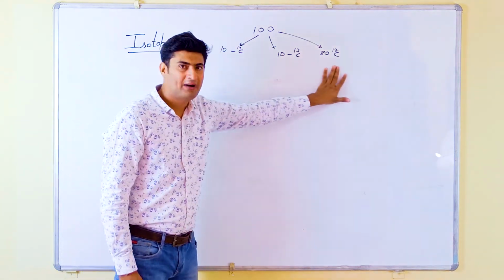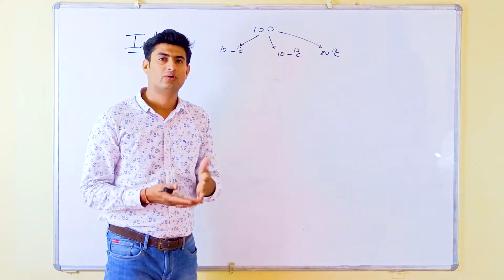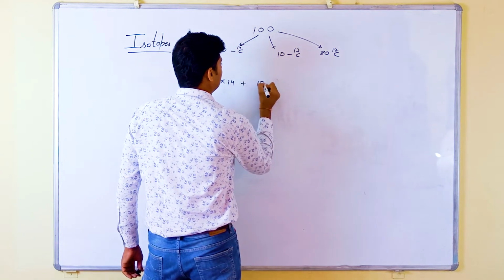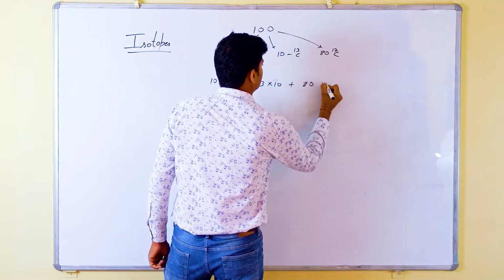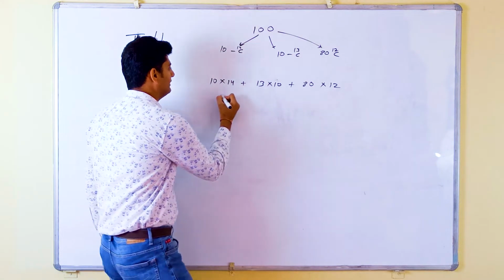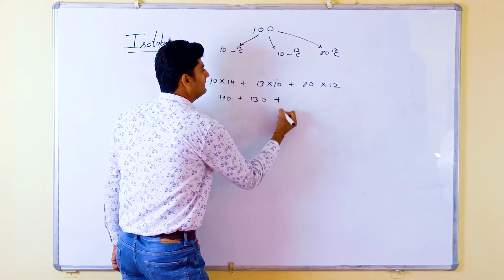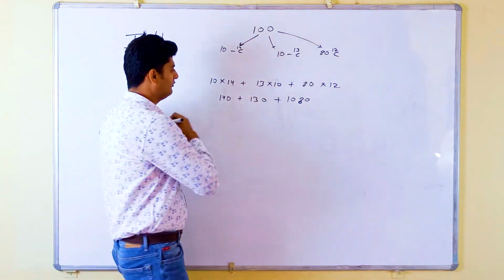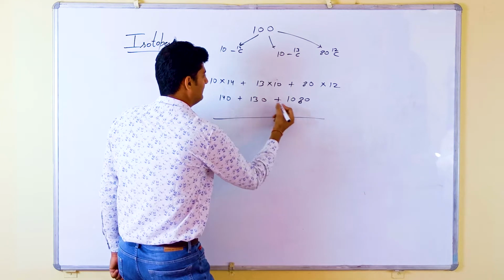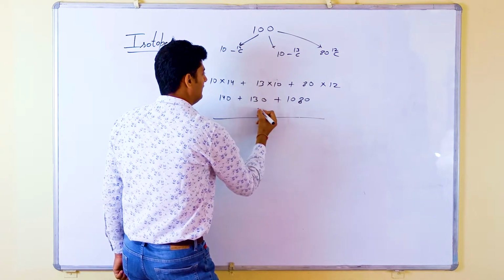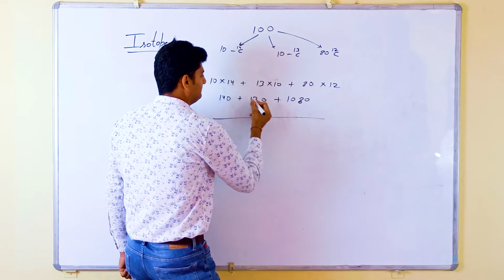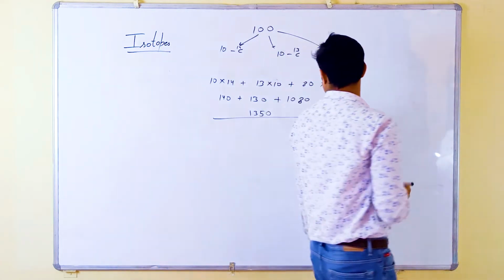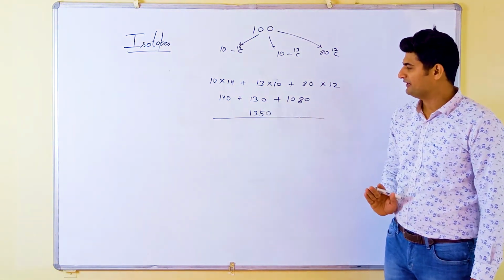Simply, we are calculating all the mass of 100 atoms and again dividing it by 100 in order to get the average mass. So we can say 10 into 14 plus 13 into 10 plus 80 into 12. You have to calculate that. I am just trying to calculate: 140 plus 130 plus 1080. Is that okay? Just add all of these terms. We got the total sum as 1350.